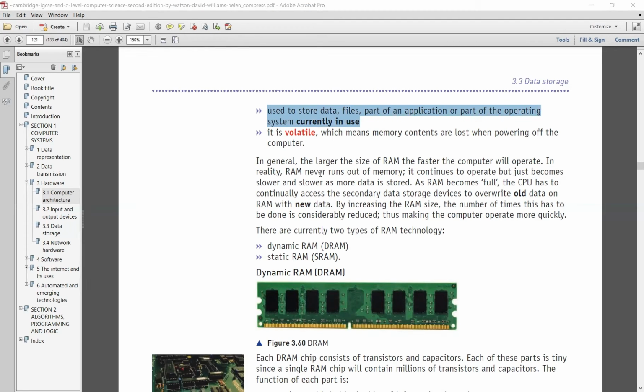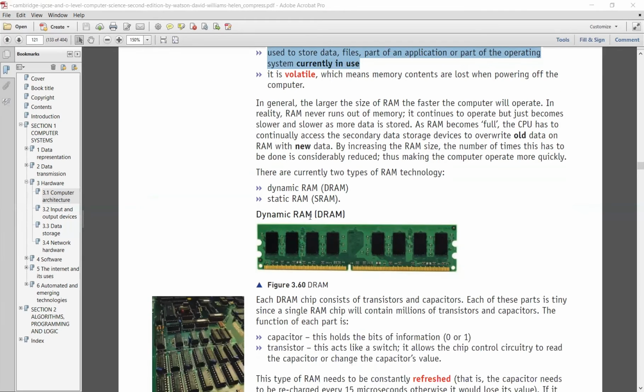Now, moving on, what is stored in ROM is your booting instructions. And on the contrary, what is stored in RAM is data, files, part of the application or part of the operating system currently in use. So I think we are clear about RAM and ROM, yes or no?